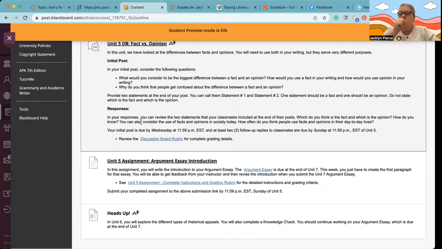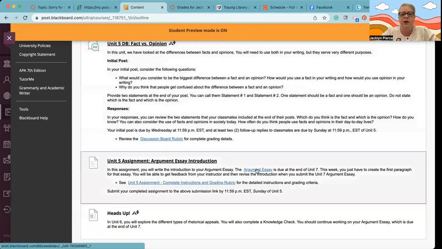And then, of course, as I mentioned, you're going to be writing your introduction for the argument essay. You will notice in this link, there are 2 documents. This first one is the argument essay assignment itself. So this is the assignment sheet for what you're going to turn in Unit 7. You should go ahead and read it this week.